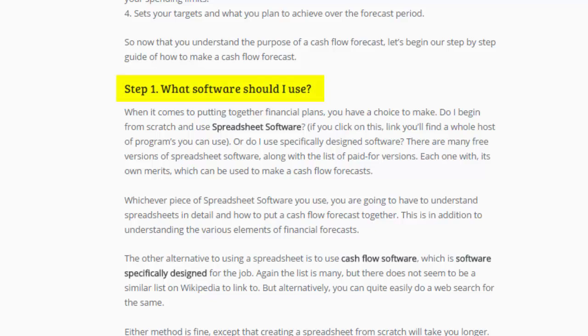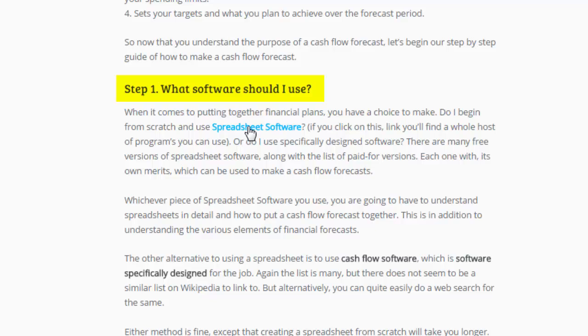Now, most people tend to use spreadsheets or spreadsheet software, and if you click on the link within this blog article here, this will take you off to Wikipedia, and on there's an enormous list of spreadsheet software, from free ones to paid ones like Excel, and there's Visual Lotus and so on. So there's a lot of products out there. The alternative is to get software that is specifically designed to do cash flow forecasts. And there's pros and cons of either.